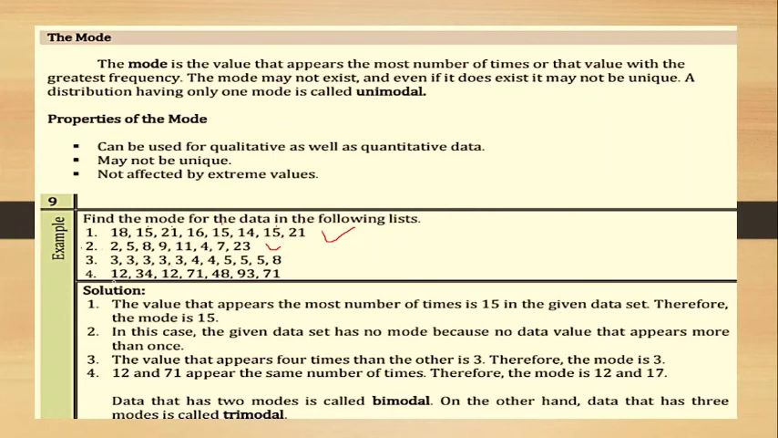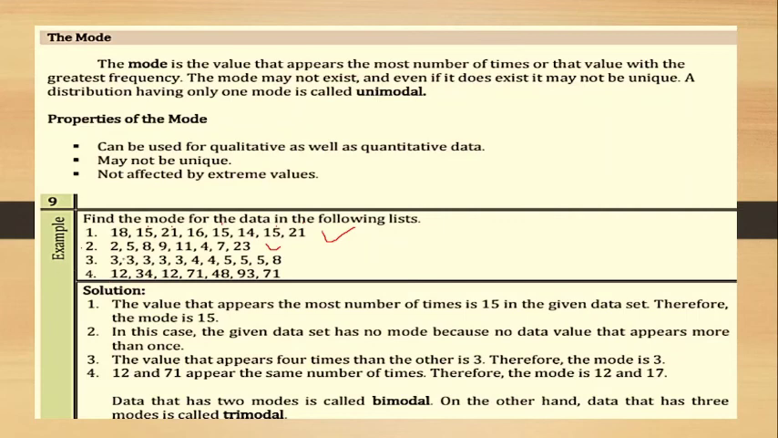Number 4: 12, 34, 12, 71, 48, 93, and 71. So, 12 and 71 appear the same number of times. Pareho sila, dalawang beses nag-appear. So therefore, the mode is 12 and 71. So pwedeng dalawa yung mode pag halimbawa parehong number of times sila nag-appear.